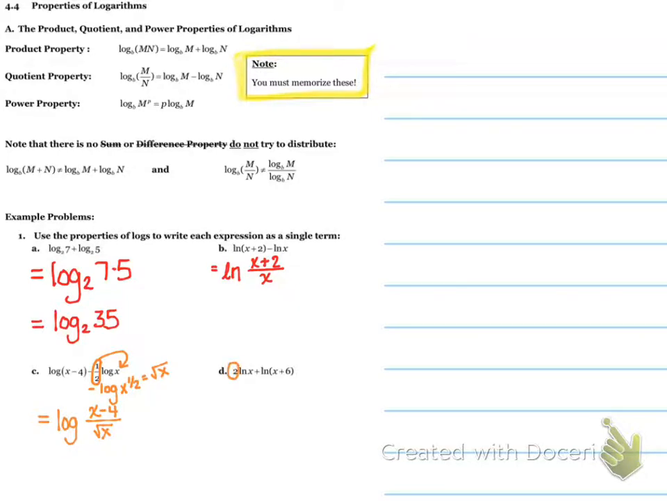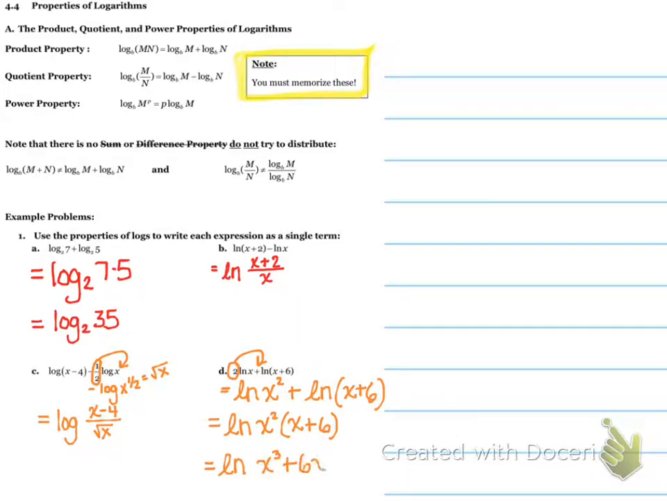D has the same thing going on. We have this 2 here, so we can write ln x squared plus ln, and then this is just x plus 6, so we can't do anything with this. But we can multiply them. So we have ln x squared times x plus 6. This shows the product property, and we can actually keep going and write ln of x to the 3rd plus 6x. So this whole thing becomes our new argument.